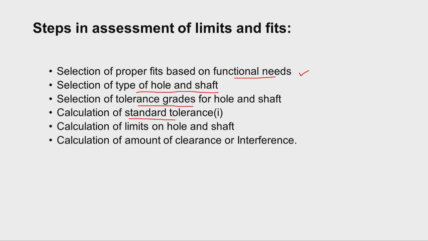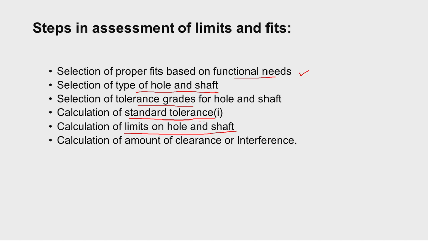And then we have to calculate the standard tolerance I for a particular combination. And then calculation of limits on hole and shaft. That means, once we know what is the type of hole and what is the type of shaft, and then what is the tolerance grade we are using, and after finding the standard tolerance value, then we can fix up what is the upper limit for the hole, what is the lower limit for the hole, and similarly what is the upper limit for shaft and what is the lower limit for the shaft. Those things can be calculated.